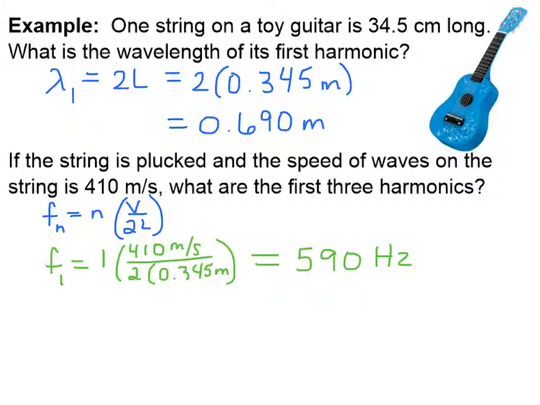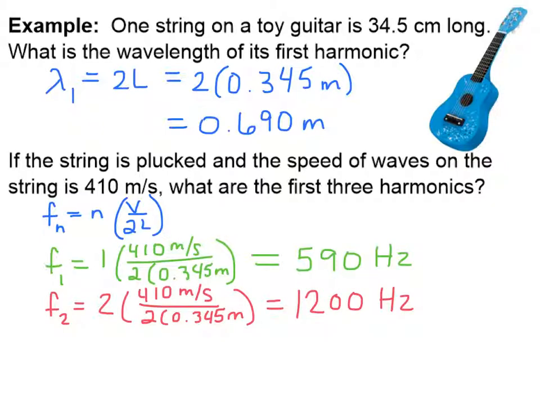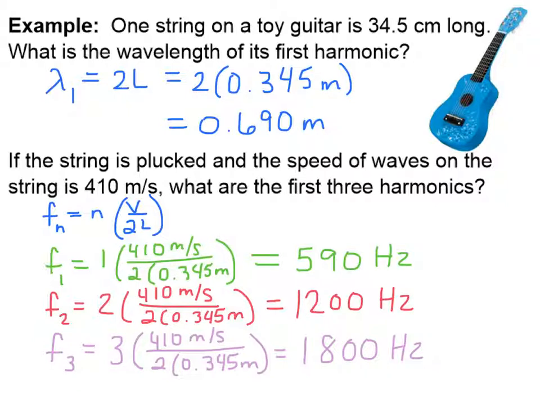And you can see that the meters cancel out. I'm left with inverse seconds or hertz. We get 590 hertz. We can only have 2 sig figs, and that is the first harmonic. Frequency for the second harmonic is solved in the same way. It's 1200 hertz. And the frequency for the third harmonic we can see is 1800 hertz. So those are the first 3 harmonics for that string traveling at that speed.